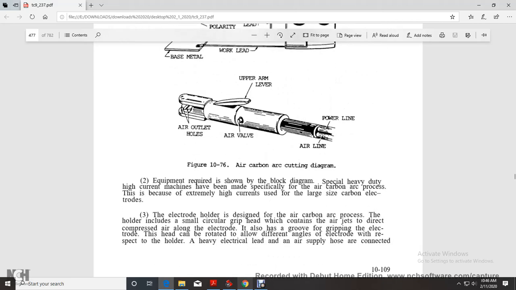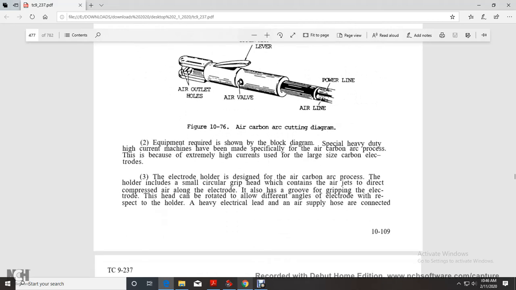Figure 1076 shows the air carbon arc cutting diagram: air outlet holes, air valve, upper level valve, power line, and air line. The equipment required is shown in the block diagram. Special heavy duty, high current power sources are made specifically for the air carbon arc process because of the extremely high currents needed for the large size of the carbon electrode.